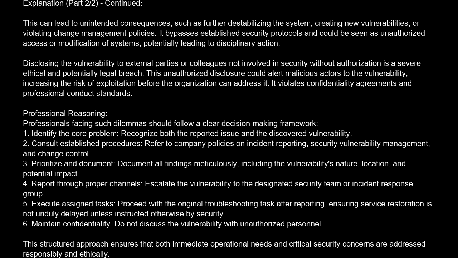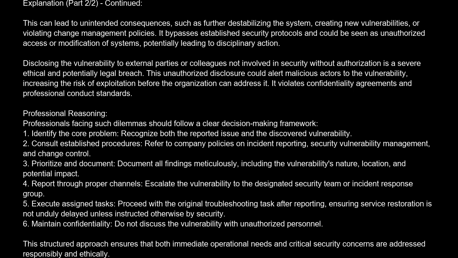action. Disclosing the vulnerability to external parties or colleagues not involved in security without authorization is a severe ethical and potentially legal breach. This unauthorized disclosure could alert malicious actors to the vulnerability, increasing the risk of exploitation before the organization can address it. It violates confidentiality agreements and professional conduct standards.